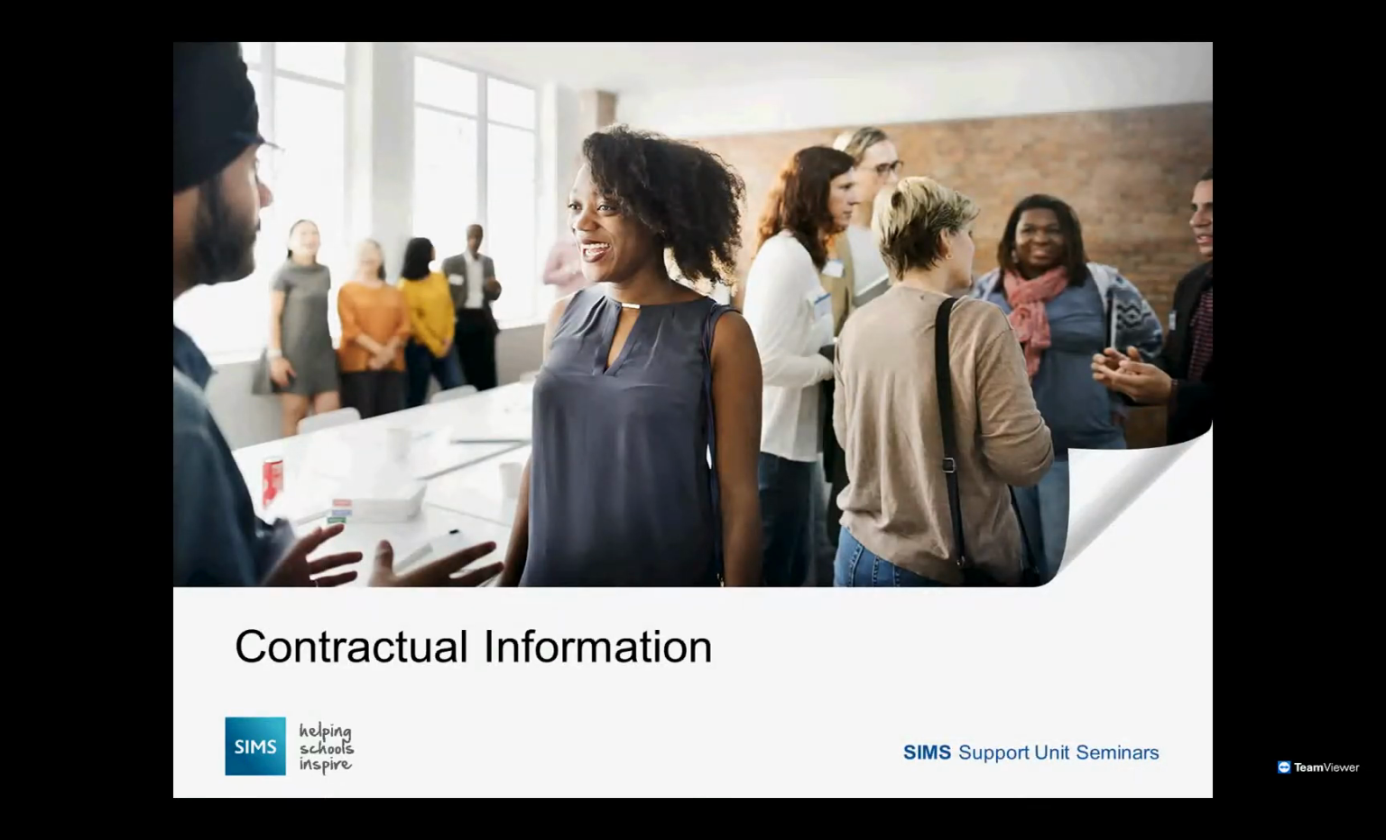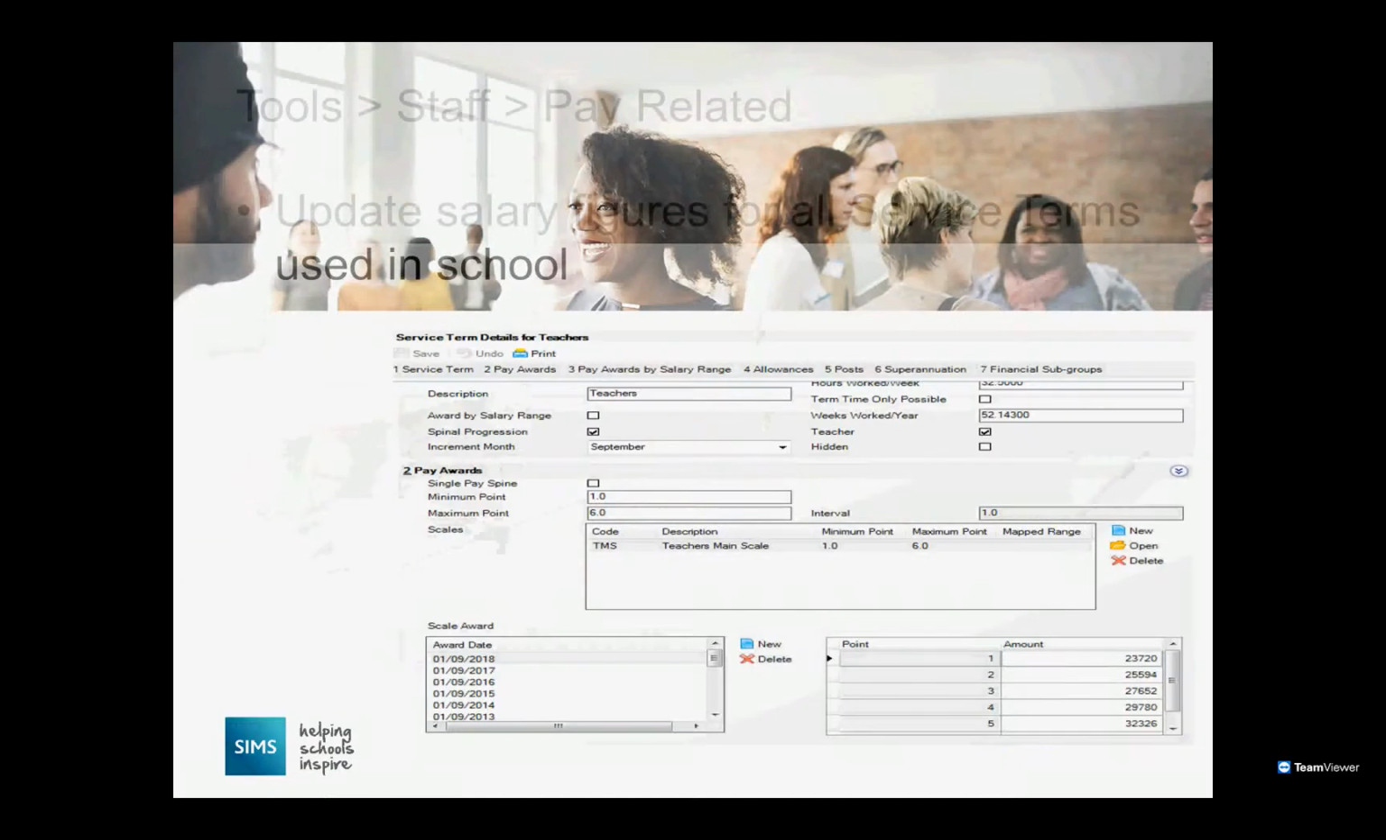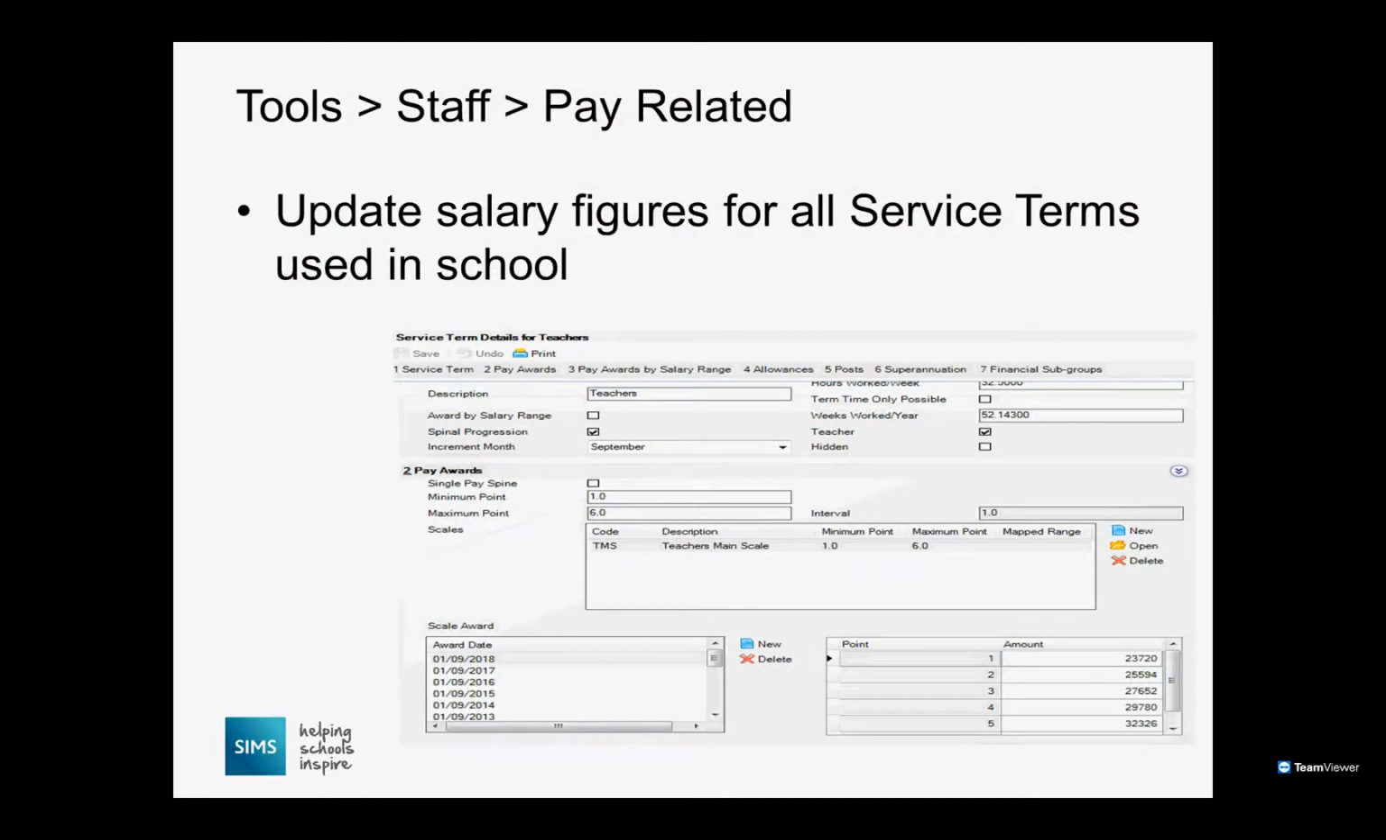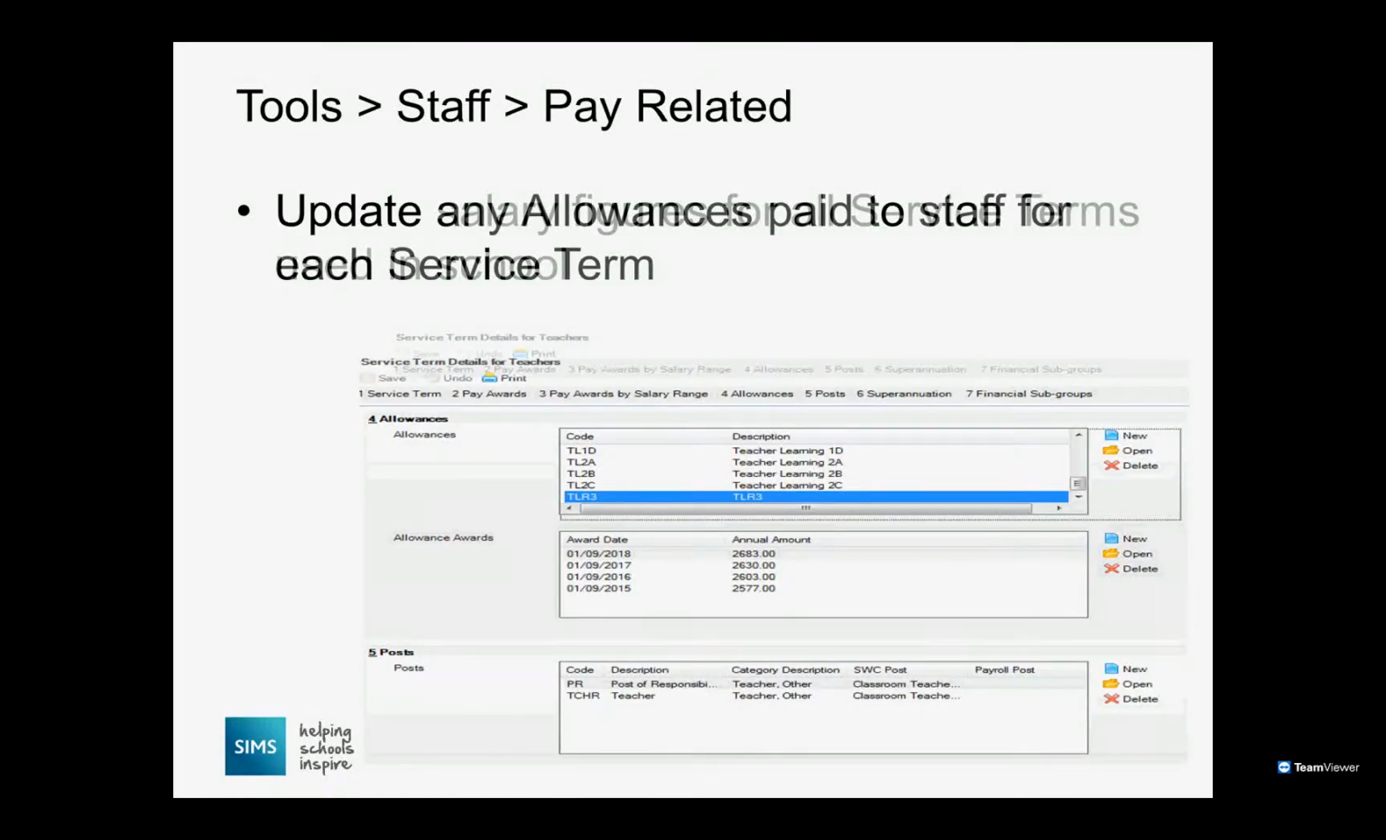We can then go into contractual information. Now, I'm not going to go into too much depth here, but it's worth saying that you should make sure that you've updated salary figures for all the service terms used in schools. So that's in Tools, Staff, Pay Related. Make sure all that's bang up to date, and do the same for the allowances. The allowance amounts may have changed since last year. Make sure they're changed and record the award dates under each service term that's used for a member of staff who's going to appear on the return.